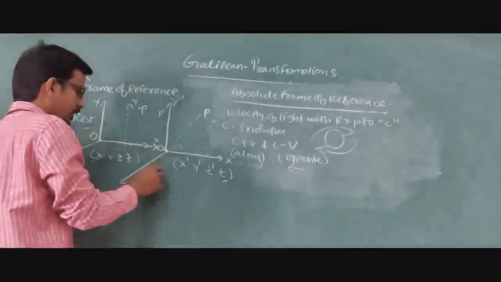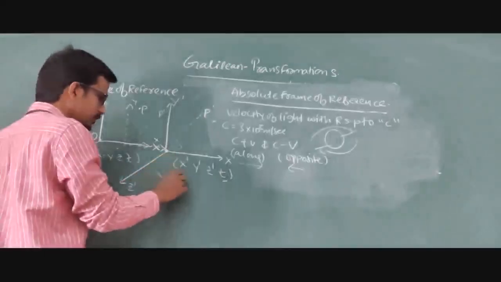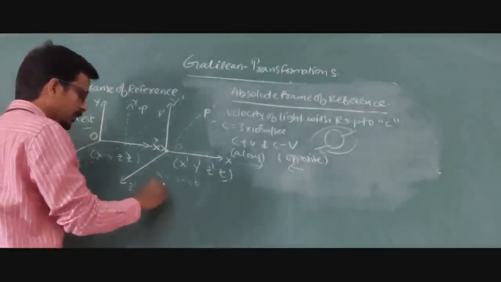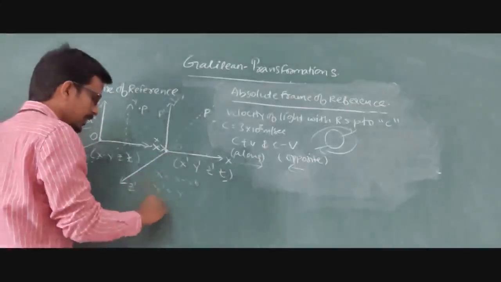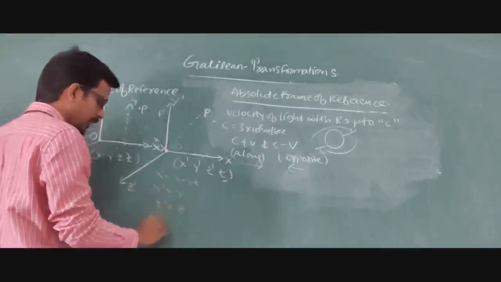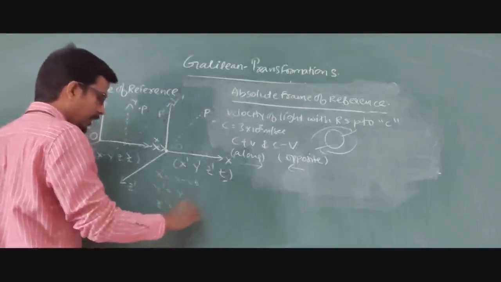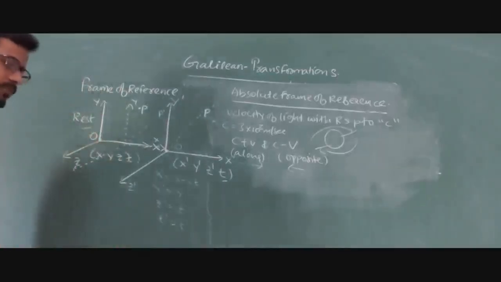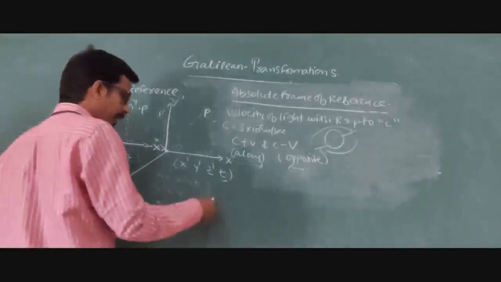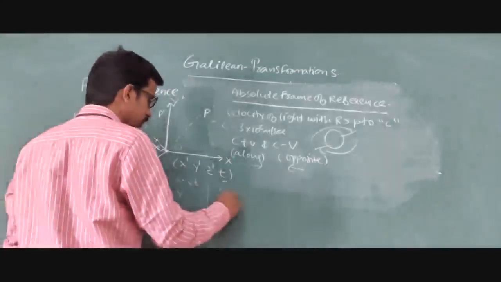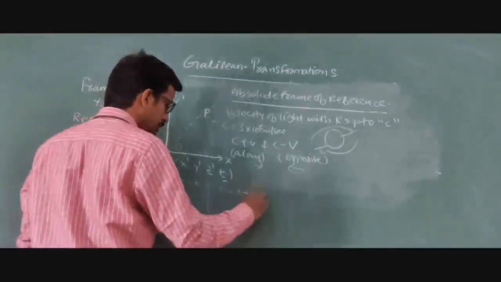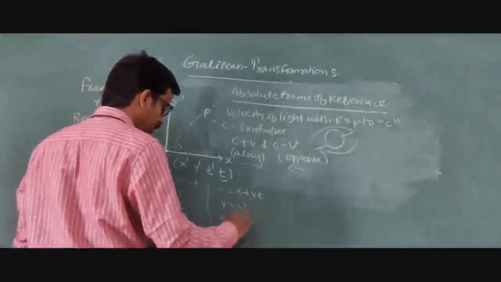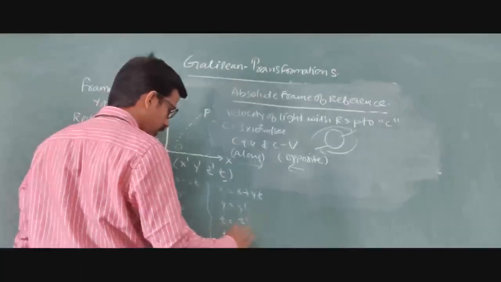Understand? The equations are x dash equals x minus vt, y dash equals y, z dash equals z, t dash equals t. These are called the Galilean transformation. Another set of coordinates we can also write: x equals x dash plus vt, y equals y dash, z equals z dash, t equals t dash.